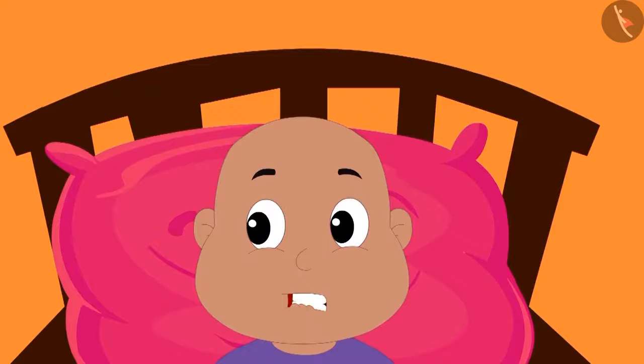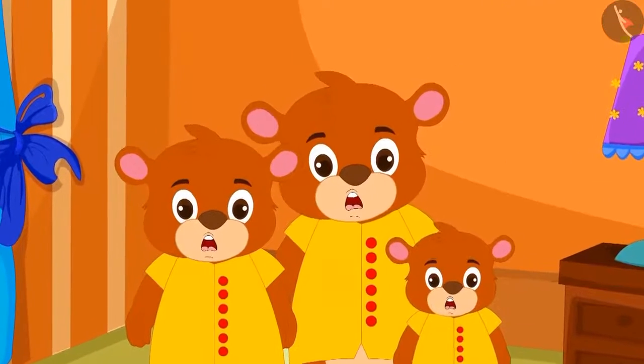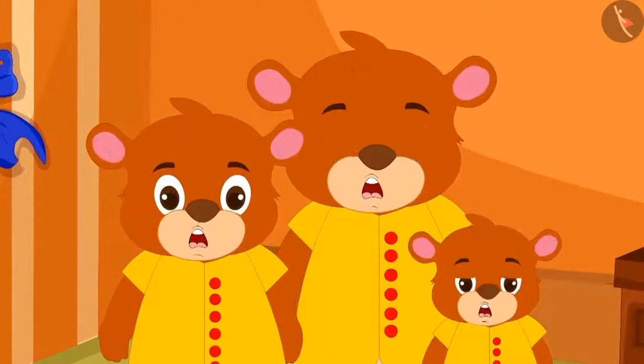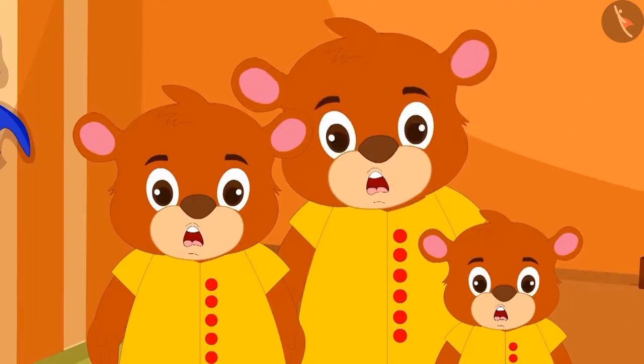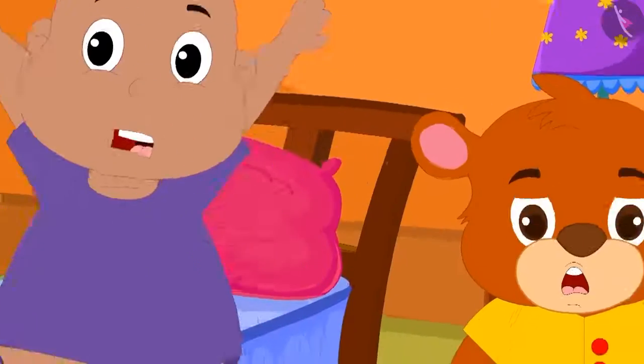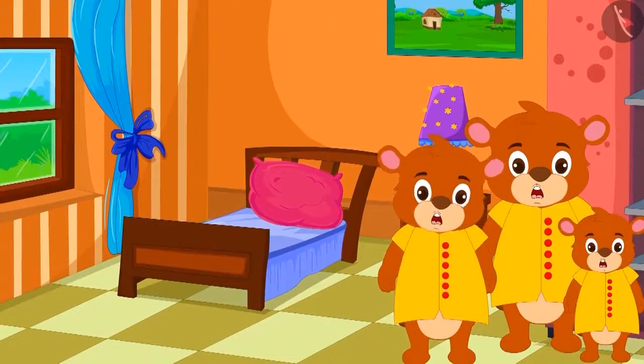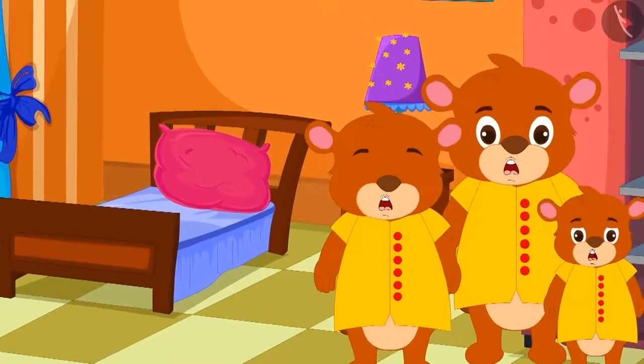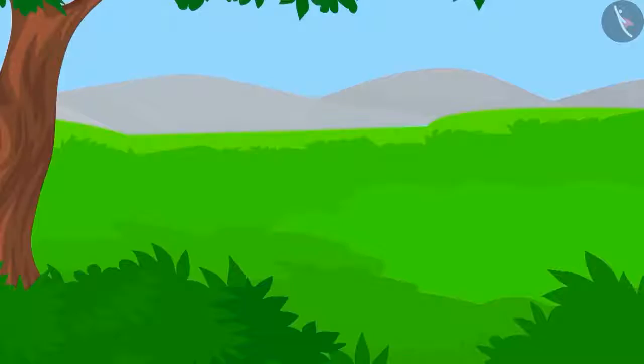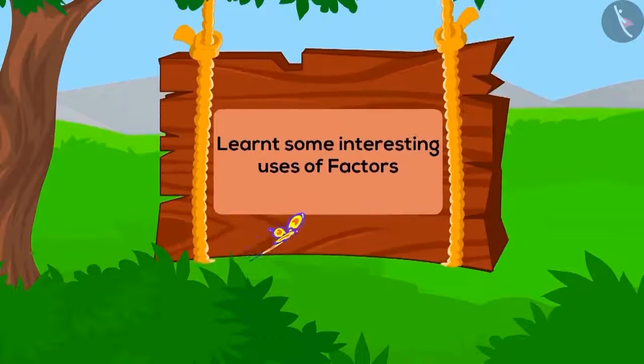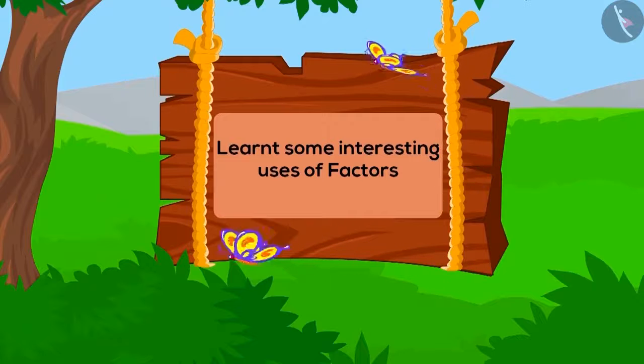Actually, Bablu had reached Bubu Bear's house. Bubu and his family were surprised to see him there. The moment Bablu saw Bubu, he ran away and did not return back again. Children, in this chapter, we learned some interesting uses of factors.